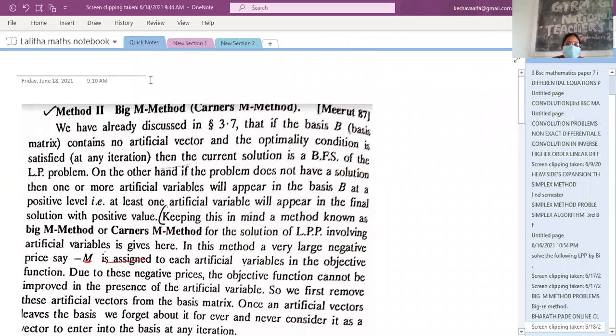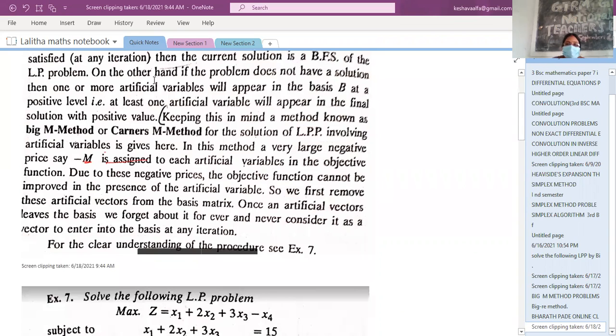So what is the use of the Big M method? In the basic matrix, if surplus variables are subtracted from the left hand side of the constraints, we may not get a basic feasible solution. So keeping this in mind, the method known as the Big M method, or penalty method, for the solution of LPP involving artificial variables is given here.